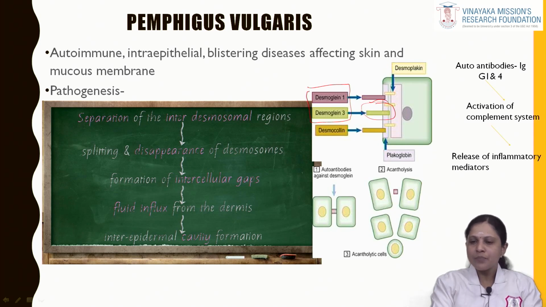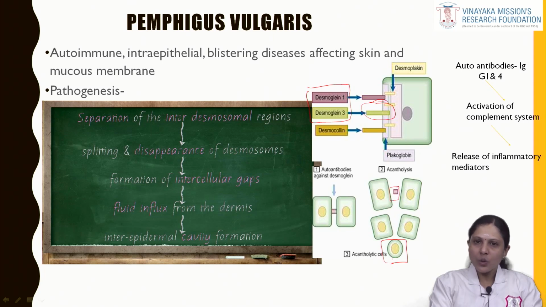cadherin superfamily. When the autoantibodies are directed against desmoglein 1 and 3, it leads to the activation of the complement system, which leads to the release of inflammatory mediators. This leads to acantholysis. The final product is the acantholytic cells, which are also known as Tzanck cells.